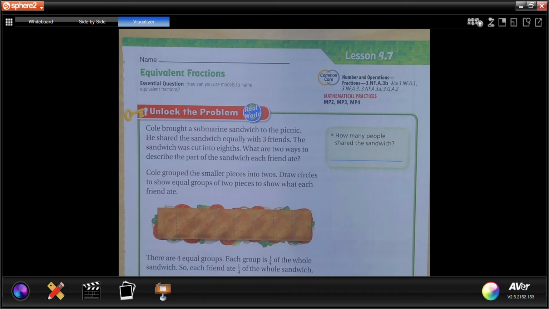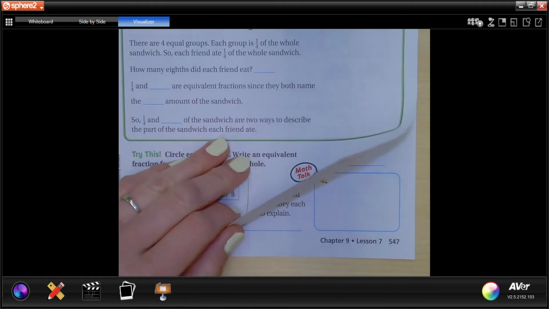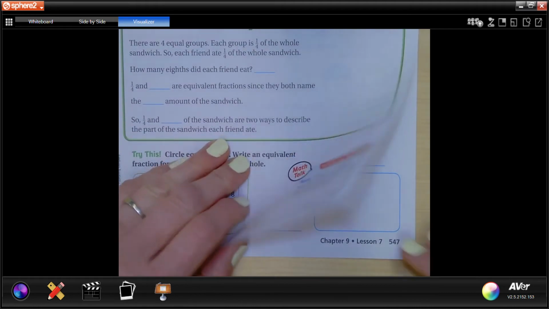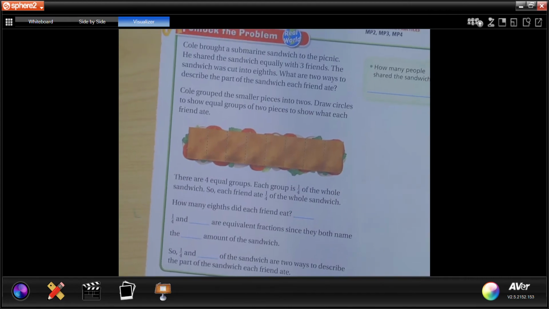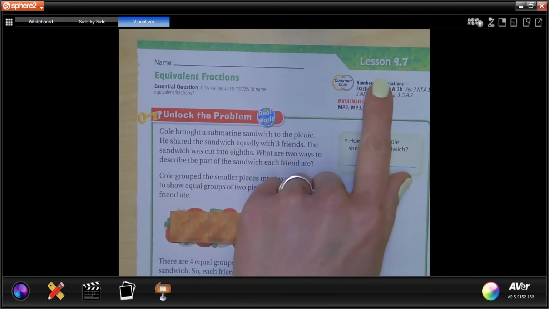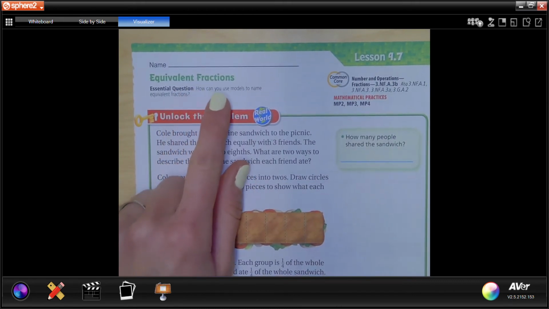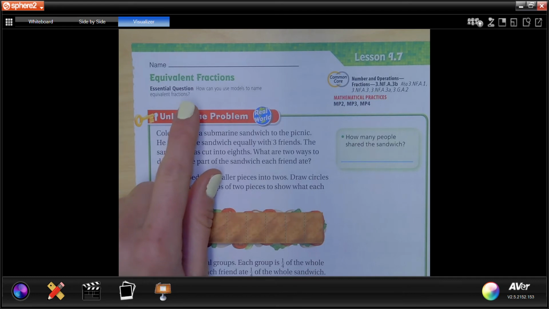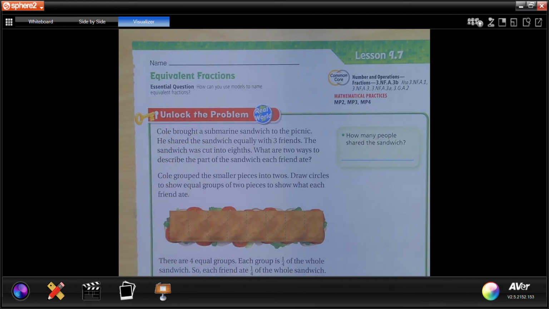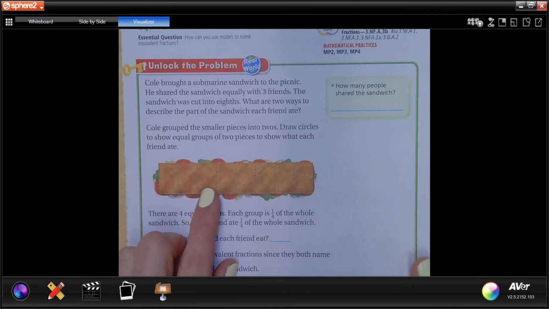Hello everyone. For today's lesson, you need to tear out page 545 and page 547. Okay. Today's lesson is lesson 9.7, equivalent fractions. Essential question: how can you use models to name equivalent fractions? Let's find out. We are going to unlock the problem.